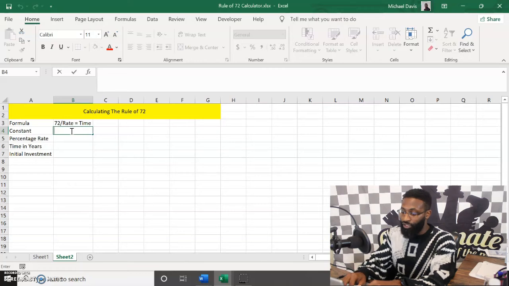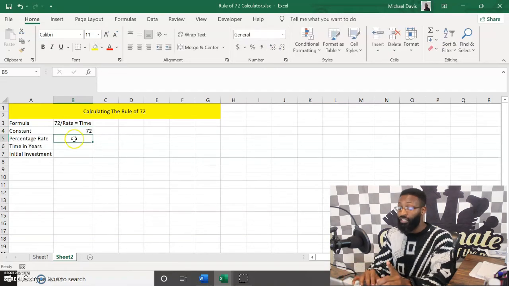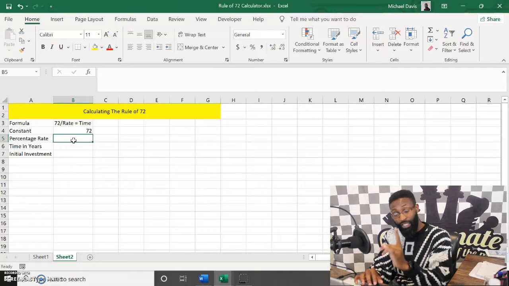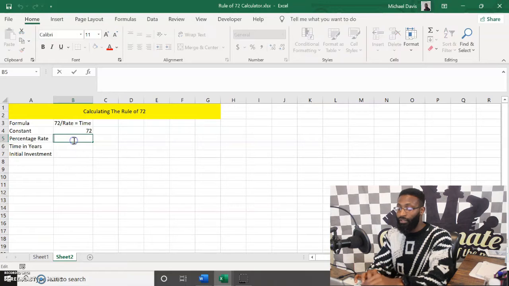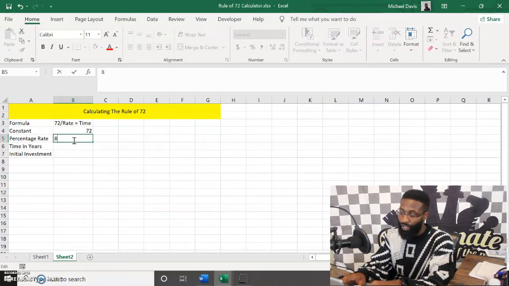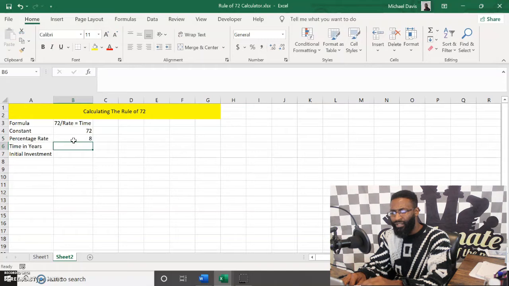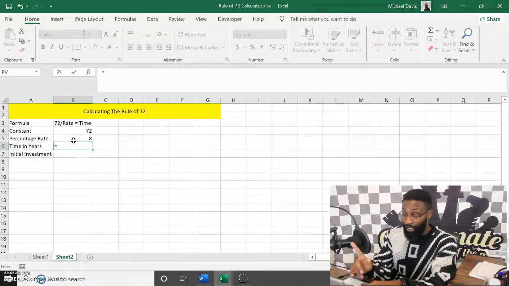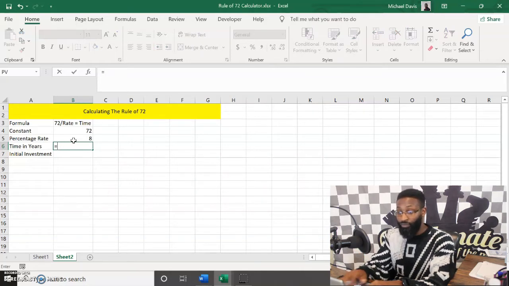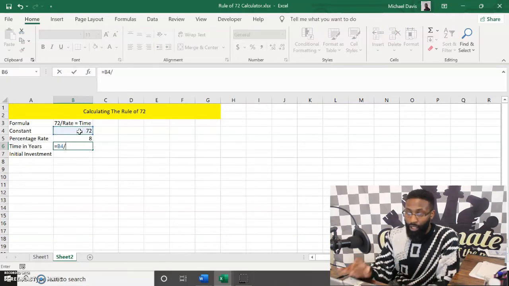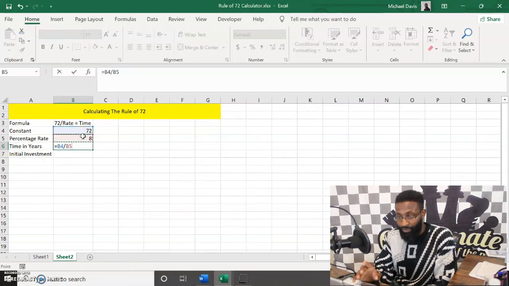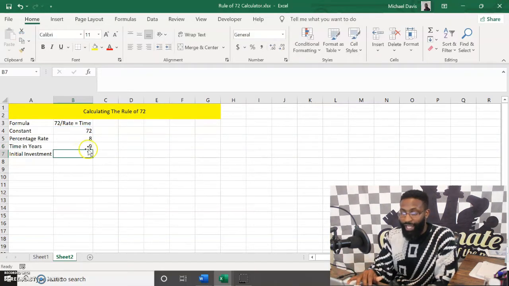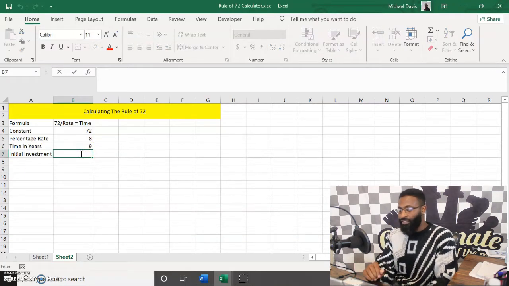Now the constant: since it's the rule of 72, the constant is always going to be 72. Do not forget this. That's why it's the rule of 72. I'm eventually going to cover a lot more of these financial topics and formulas. Now the percentage rate, we're going to throw in the average of the industry, which is about 8%. Now to get that, we're going to have to build out the formula. Equals 72, which is the constant. You select that, and you put divided by the percentage rate. And that gives you 9 years. Time in years.